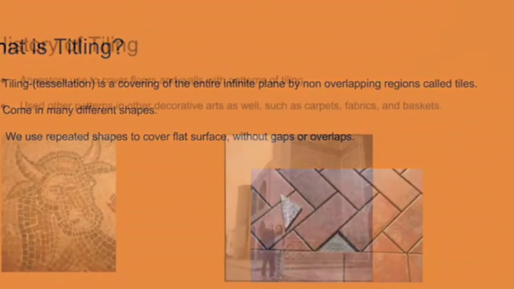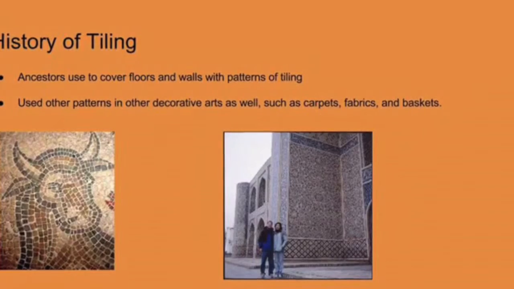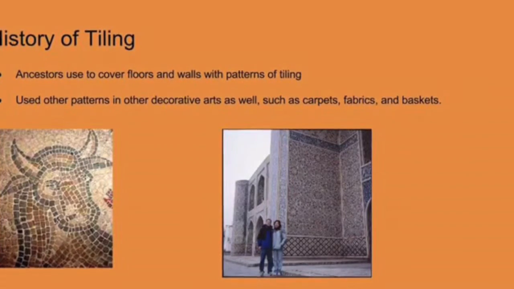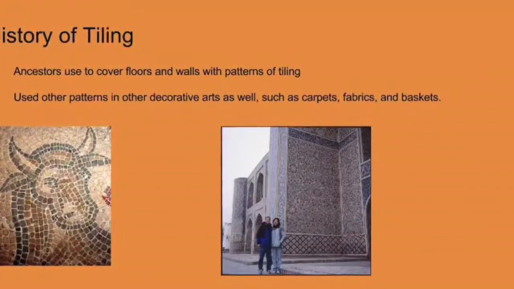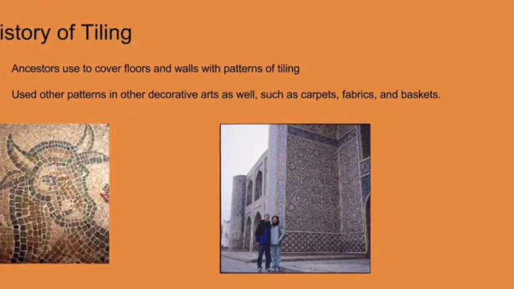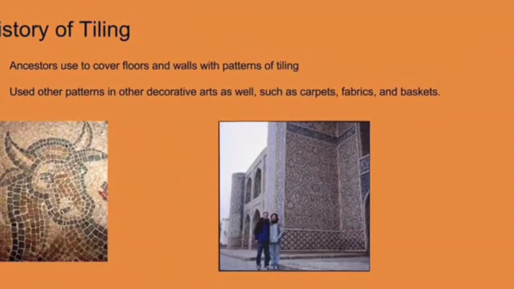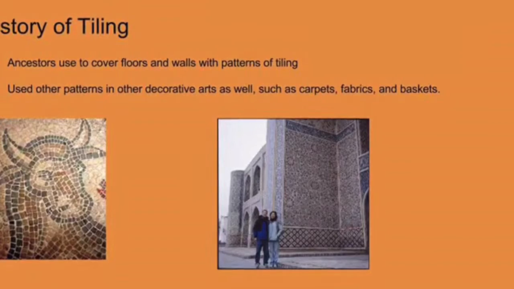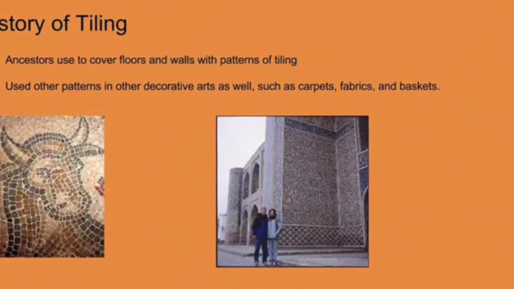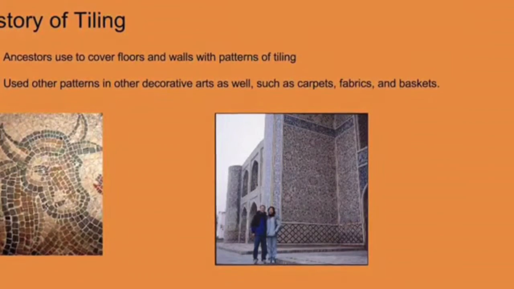Throughout history, our ancestors have had an artistic impulse to cover floors and walls with patterns of tiling. Through the Roman dwellings to the Muslim mosaics, humans have expressed their usage for patterns in other decorative arts as well, such as carpets, fabrics, and baskets.